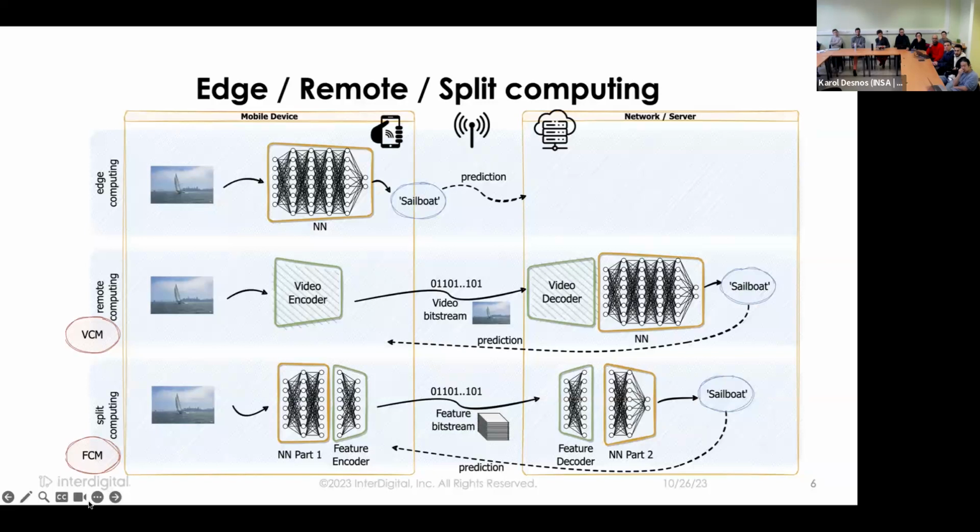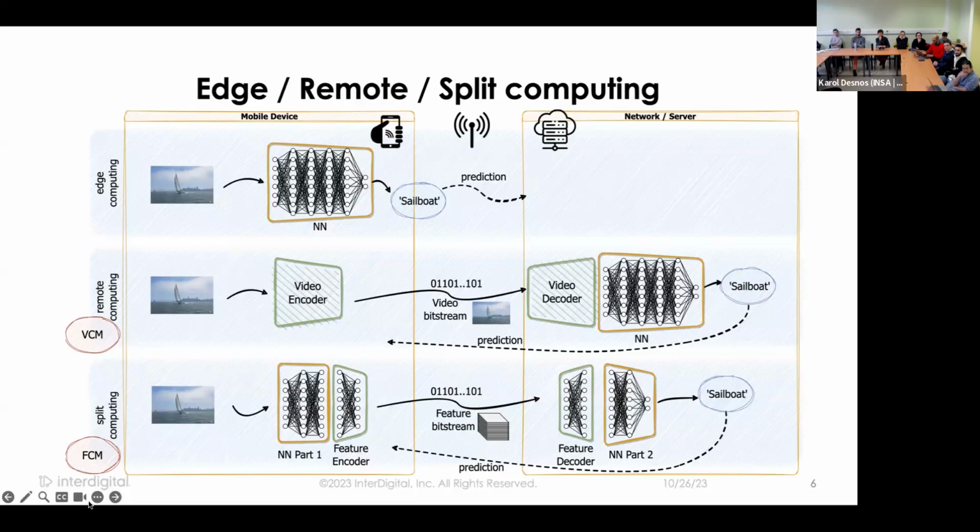Then we have what we call remote computing. In that case, what you compress is the video directly or an image, and you decode an image. You're going to run your task on the decoded pixels, right? At MPEG, that's what we call video coding for machines, so VCM. Of course, maybe you need the prediction back on your phone, so in that case you transmit it back.